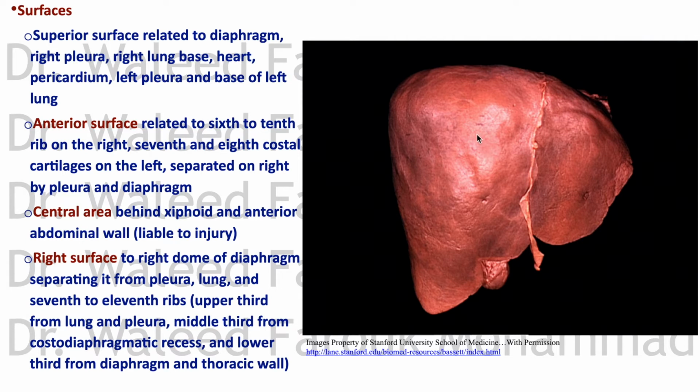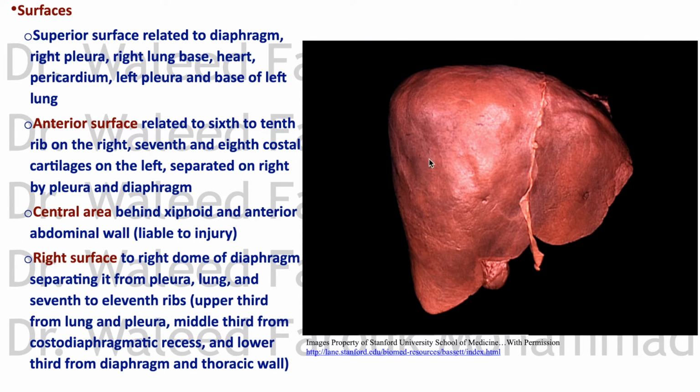Now, the anterior surface is related to the 6th to 10th rib on the right side, and the 7th and 8th costal cartilages on the left side, separated on the right side by pleura and diaphragm, of course, because all this is hidden under the diaphragm. The central area of the liver, a hand breadth below the xiphoid process, is related to the anterior abdominal wall.